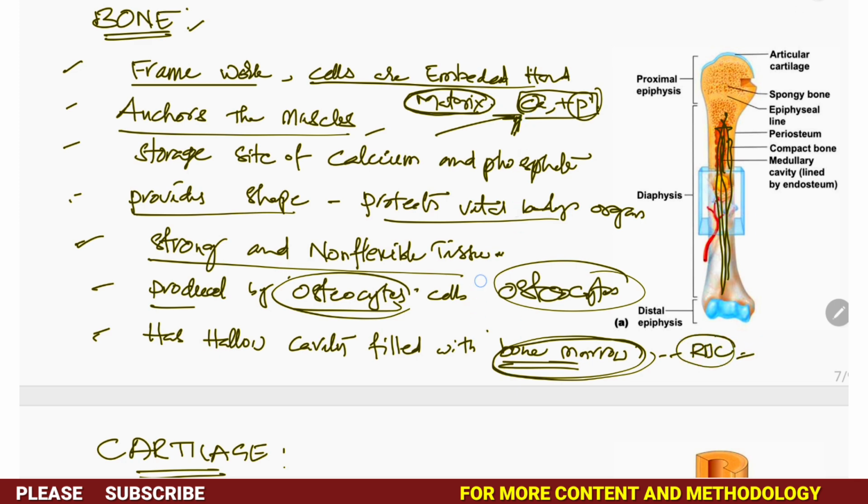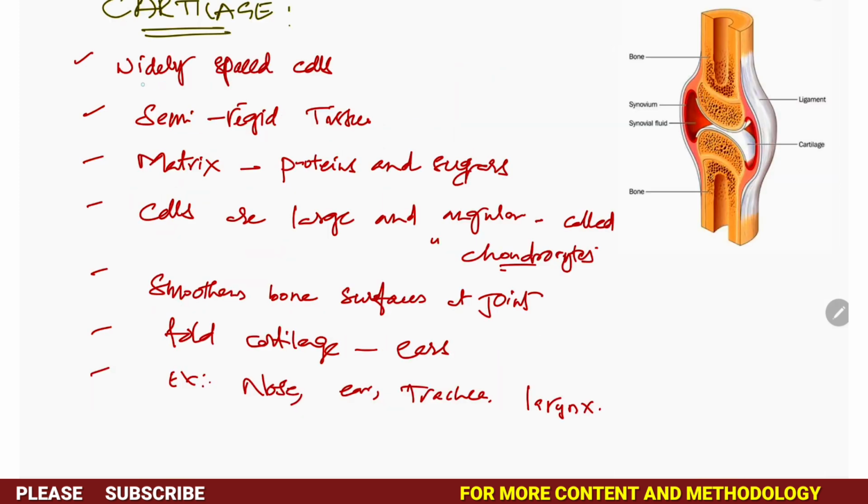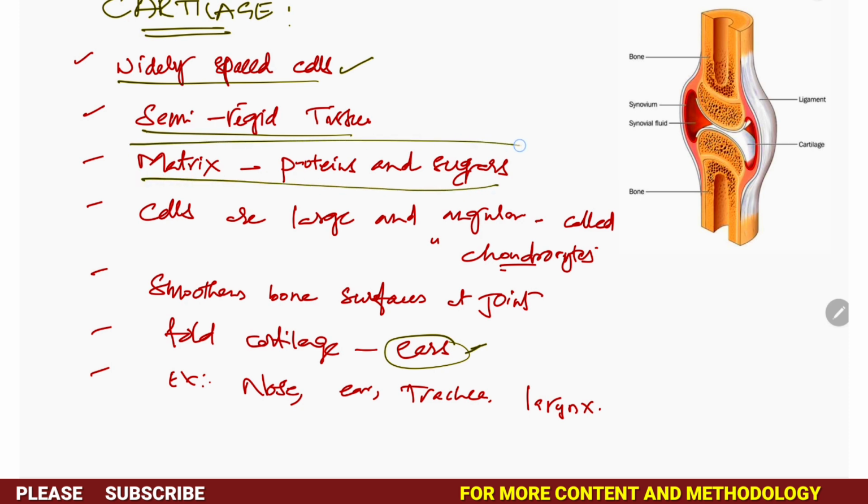Next we move on to the cartilage. So in cartilage, the cells are widely spaced, and the tissue is semi-rigid. Unlike bone, it can be folded. In some organs like the ear, the cartilage can be folded. Okay, in this tissue the matrix is composed of proteins and sugars. Very, very important, you have to answer which matrix is composed of proteins and sugars. So the matrix in the cartilage is composed of proteins and sugars.